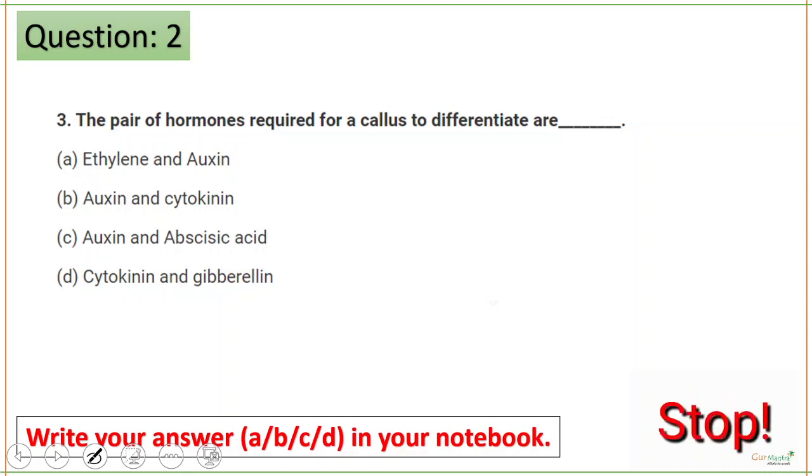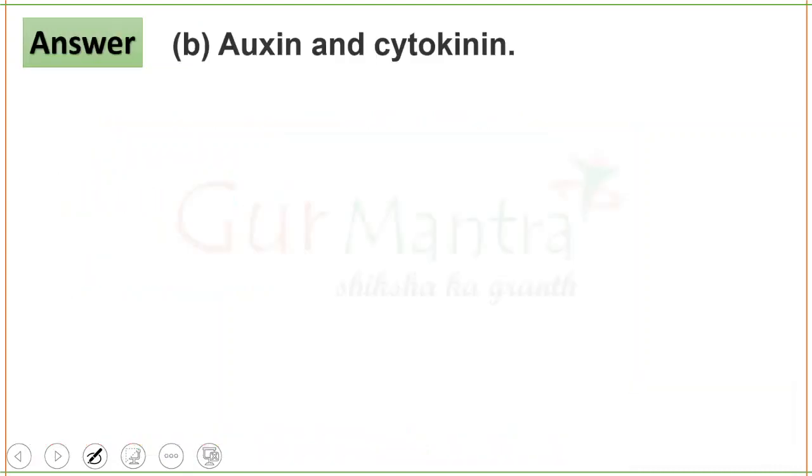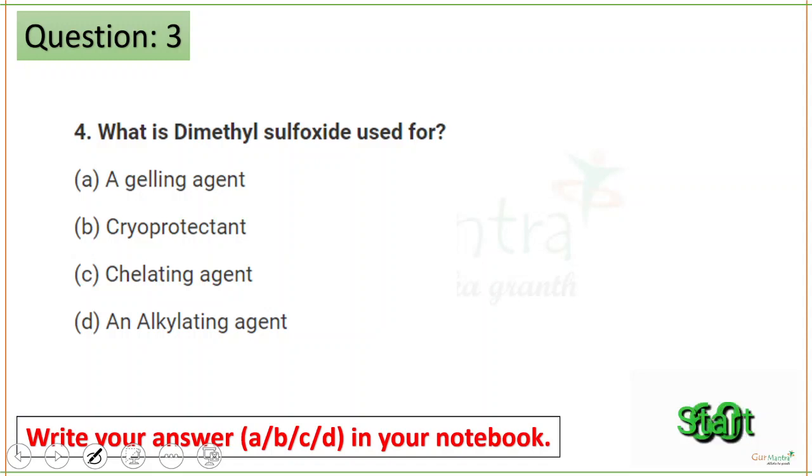Okay, so the correct answer for this question is your option B. Auxin and cytokinin are involved in the differentiation of callus to a particular tissue. Okay, next question.